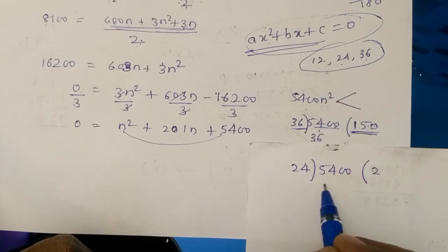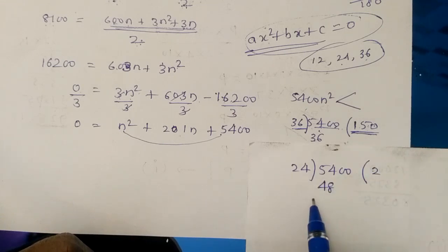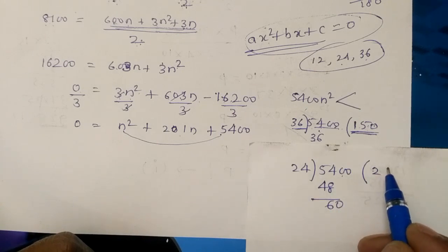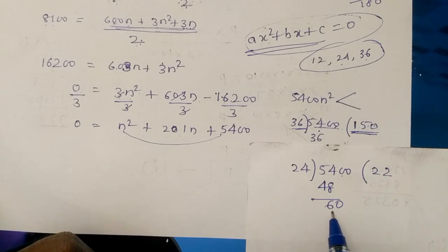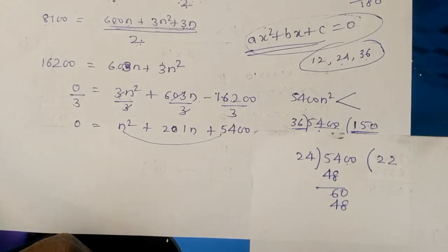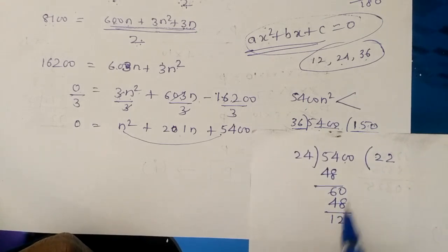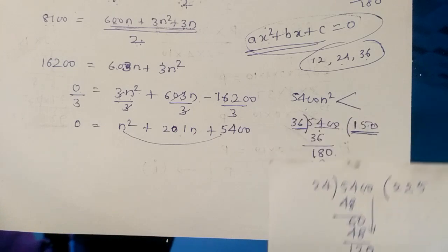24 2s are 48, correct? No, then what is the remainder? 6, then drop the 0 here. 24 2s are again 48. What is the remainder? 12, and drop the 0, 120. 24 5s are 120.